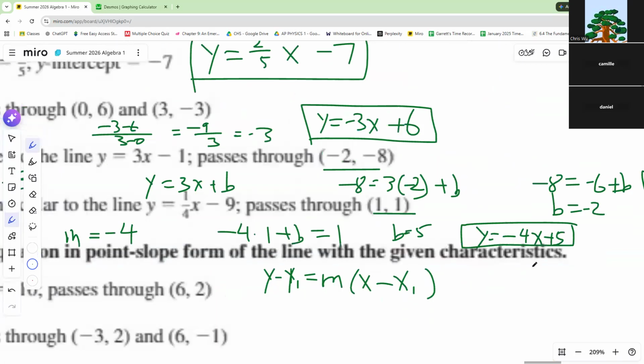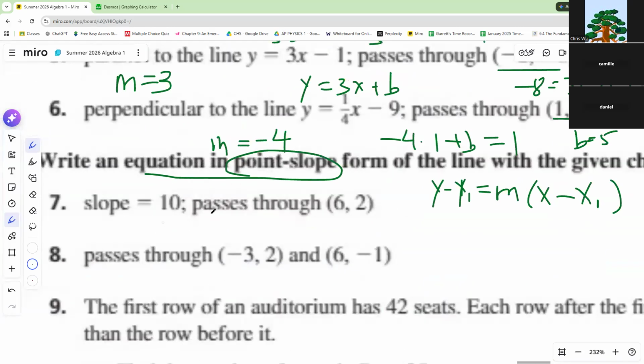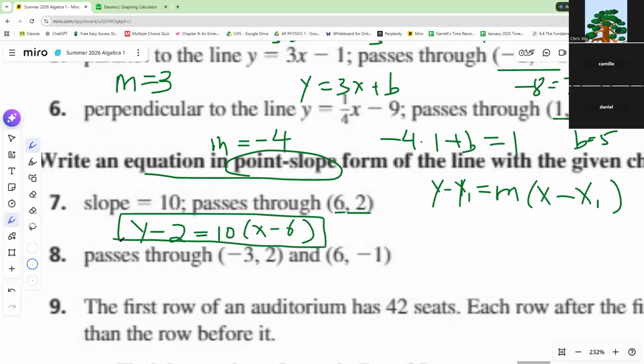And for this one, since they literally pointed out we want to do the point slope form, that's what we're going to give them. So we're going to say y1 is 2, x1 is 6. We're going to say y minus 2 is equal to slope 10 times x minus 6. That's it. They want it in this form, we're going to give it in this form.